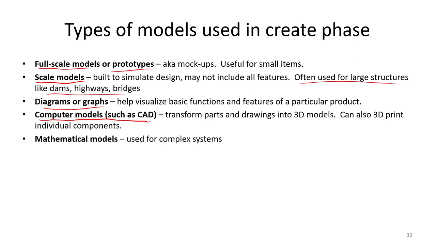Computer models can help us transform our ideas into actual 3D models, and depending on what we're trying to build, we might even 3D print or fabricate individual pieces. Also, we might choose to make mathematical models. So for very complex systems, or for systems that have a lot of stuff going on, mathematical models might help us understand our system.